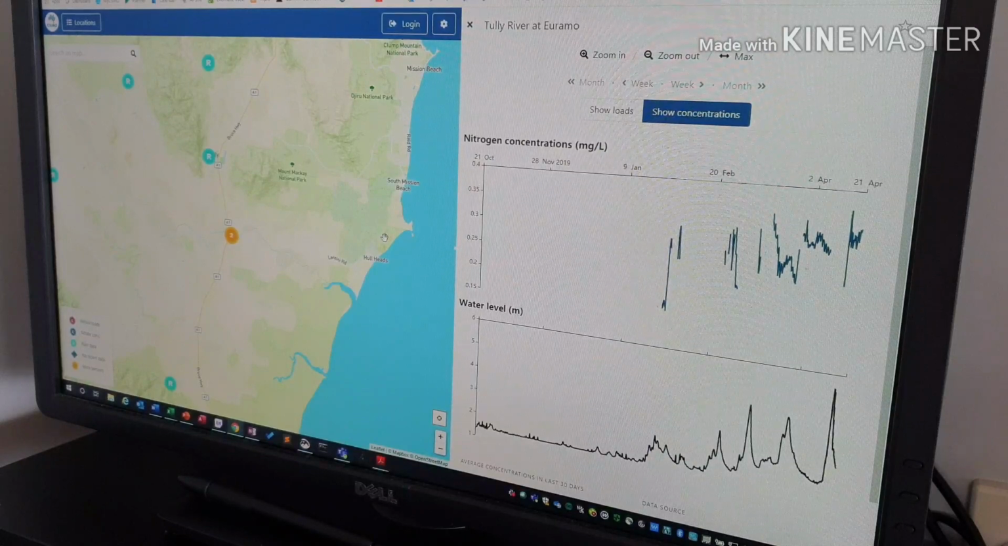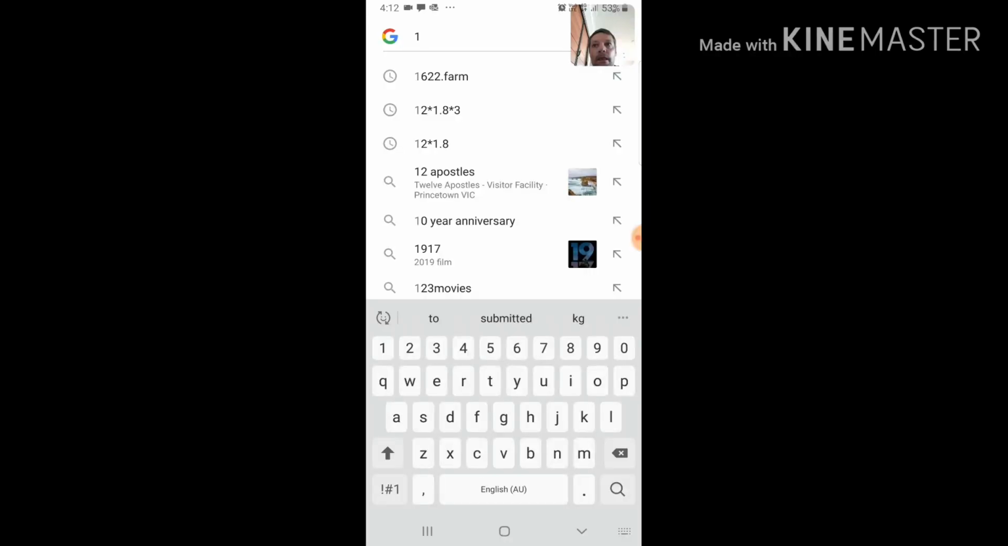And if we have a look at the land use within that, it's agricultural land use, and so that land is probably contributing nitrate to the river because we're seeing an increase between the Tully Gorge site and this site. Now, I do want to show you one more station, and I'll do that by using my phone just to show you how easy it is.